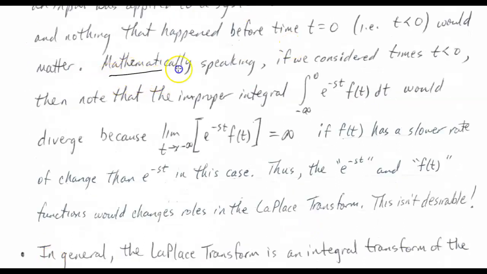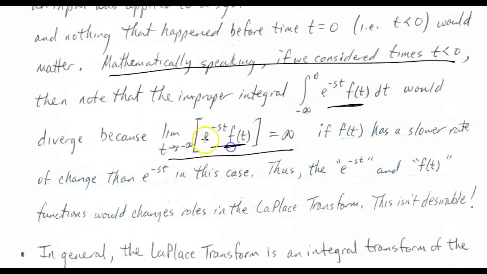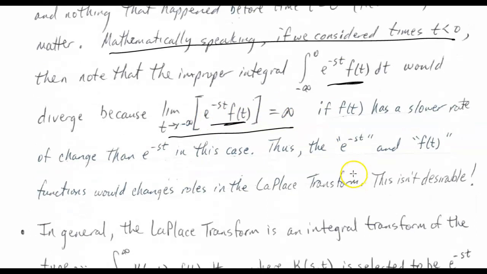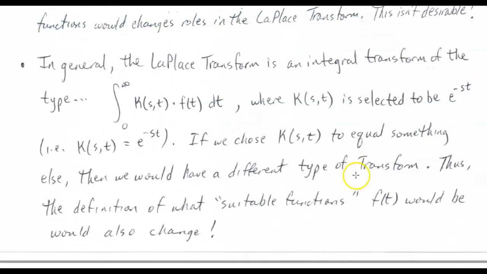And so here, this is just me stating that in the notes here. Mathematically speaking, if we consider times to be negative, then of course, we're looking at this situation here. The limit of the product of these two functions here would just basically grow to infinity. And of course, we don't want that, okay? Now, I make this statement here because even though we're doing the Laplace transform, I want you to have a general understanding of what integral transforms are, okay?